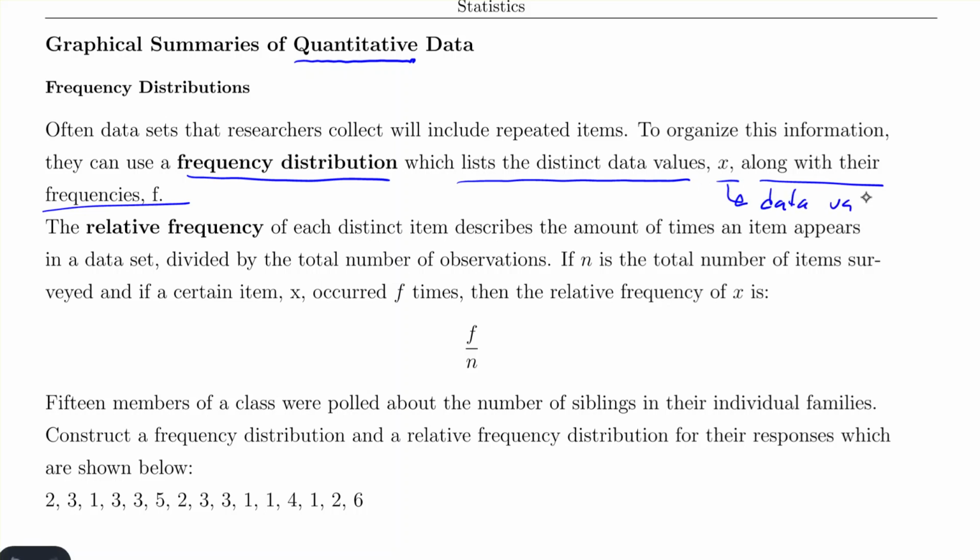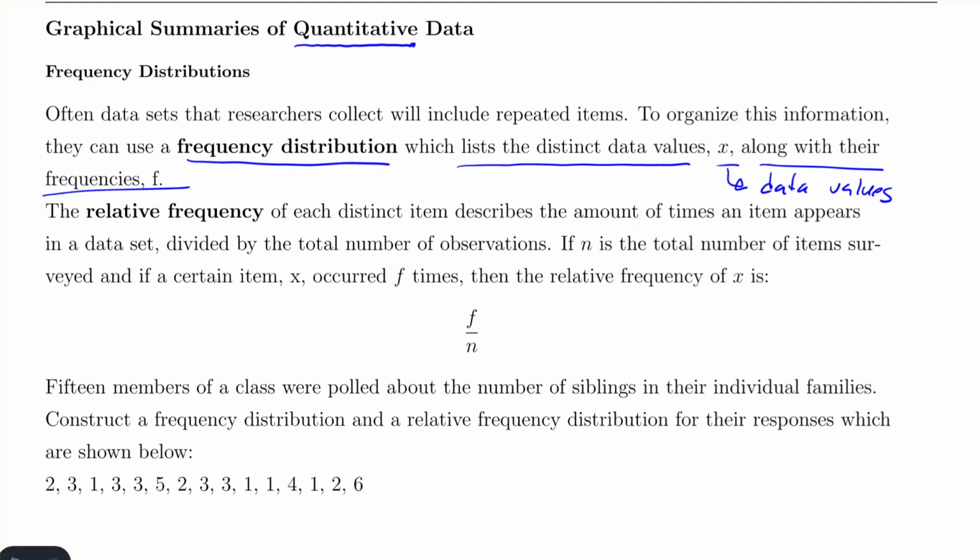Whereas for qualitative data, which are categorical data, the data values are categories, such as colors or body parts in types of rehabs we saw in an earlier video. But in quantitative data, in frequency distribution, the data values are numerical.